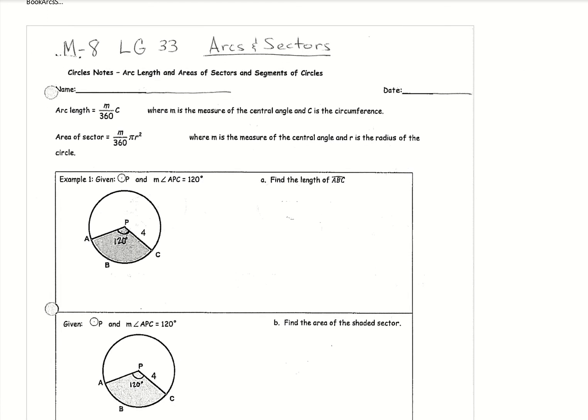Today we are just going to be working on arc length. We are not going to be worried about the areas of sectors just yet. What we need to know for arc length is that our arc length equals m over 360 times c. Now what do those letters mean?